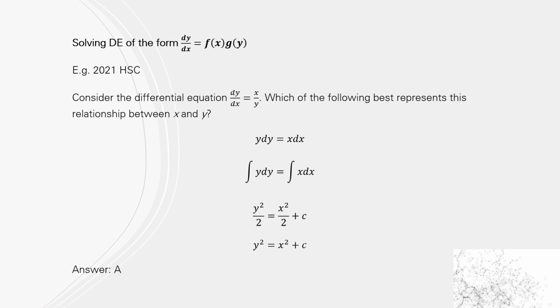Integrate both sides and you get y squared over 2 equals x squared over 2 plus a constant. Multiply by 2, and you get y squared equals x squared plus 2c. But remember, a constant is just a value at the end, so it can stay as c, and that answer is A.